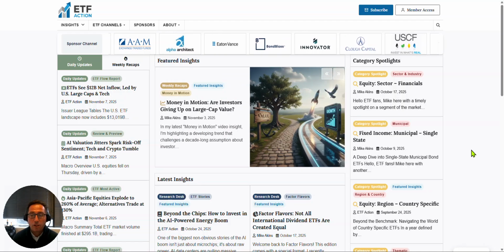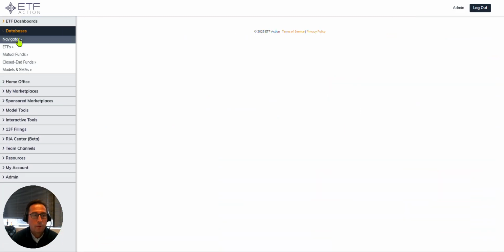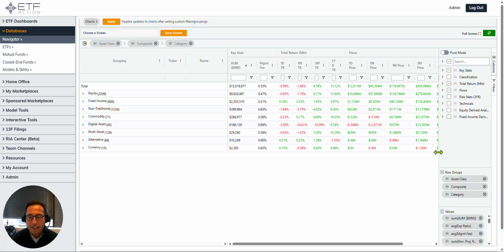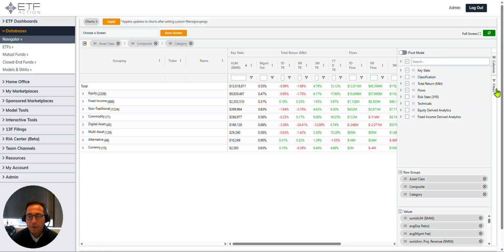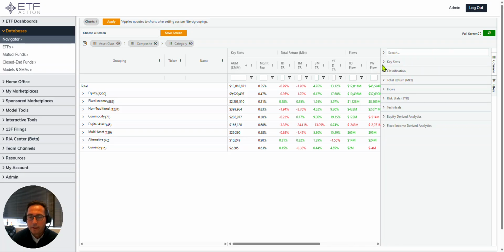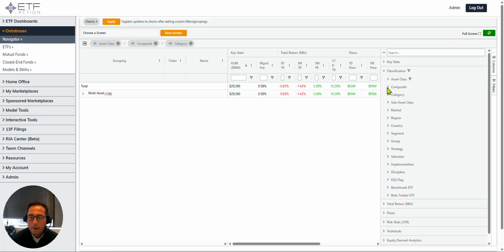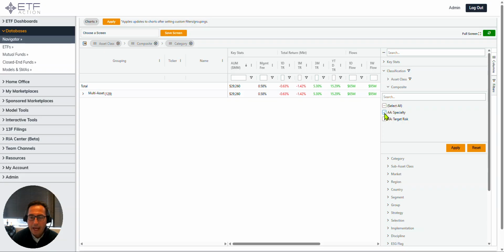So first, I'll start by hopping into our member access platform. What I want to do is hop into our navigator tool. I'm just going to set a couple of quick filters to dial into this area of the market. I'm going to my filter section here on the right of the data table. Going to set a quick filter on asset class, and I'm going to go multi-asset. And I'll hit apply. Composite, I'm going to go specialty, AA specialty, so asset allocation specialty.